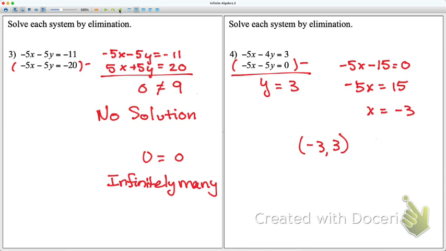Is that better? You got it. Mason, did you get negative 3? Yeah. Good job. Okay, so negative 3, comma 3 is your solution.